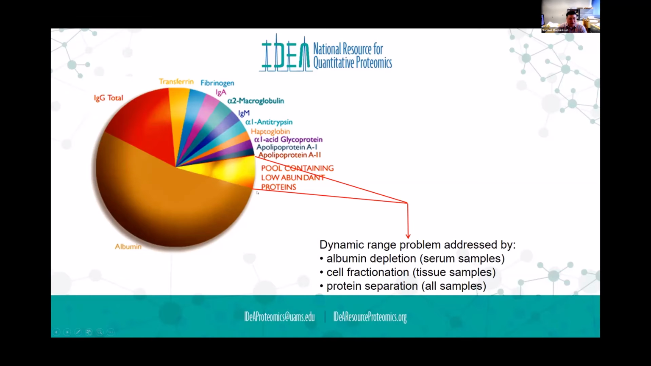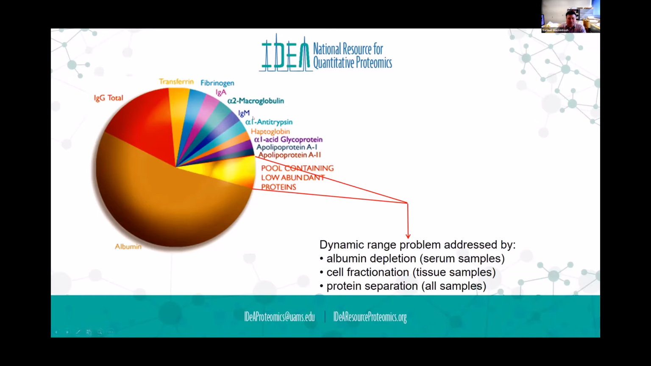If you take undepleted serum, fully half of it is a single protein, albumin, and the top 10 or 12 most abundant proteins take up 90% or more of the total protein bulk. And then, of course, the precious biomarker you're looking for, the indicator of disease or something that you can latch onto as a potential therapeutic lead, is always going to be in this yellow segment of the pie chart here, which is the pool containing low abundant proteins.